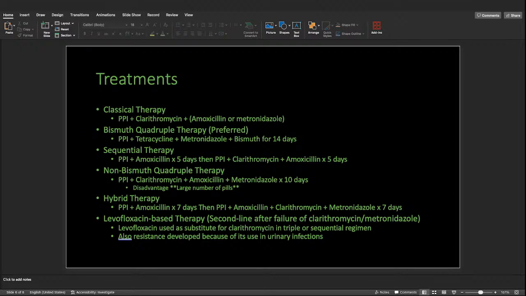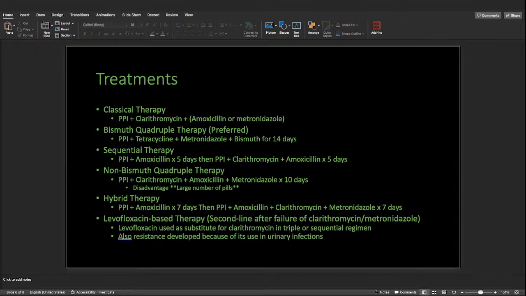And then hybrid therapy is where you would take a PPI and amoxicillin for the first 7 days, and then PPI plus amoxicillin plus clarithromycin plus metronidazole for the remaining 7 days. So that's another option there.